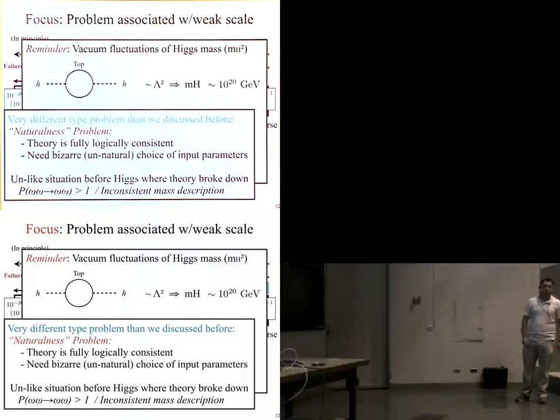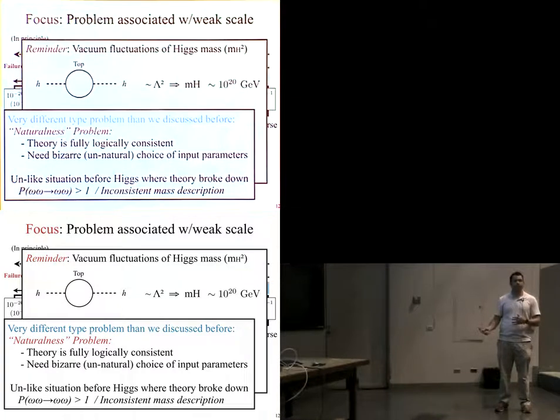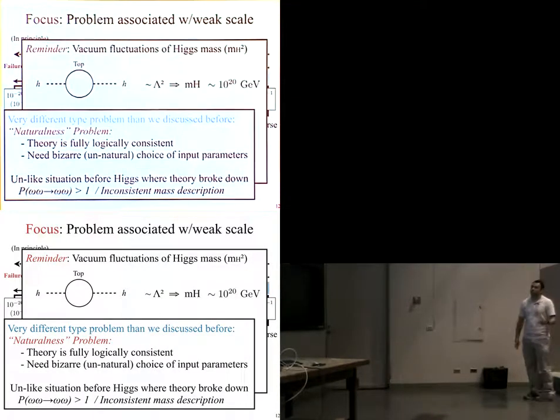Okay, one thing I want to stress here is that these problems are very different in nature than the other problems that we've had in the standard model before. These problems are known as naturalness problems, and they're really qualitatively different. The theory that we have now is fully logically consistent. The problem is that we need this very bizarre or unnatural choice of input parameters. We need to have these very fine-tuned parameters in place. But once you do that, the theory is logically consistent.